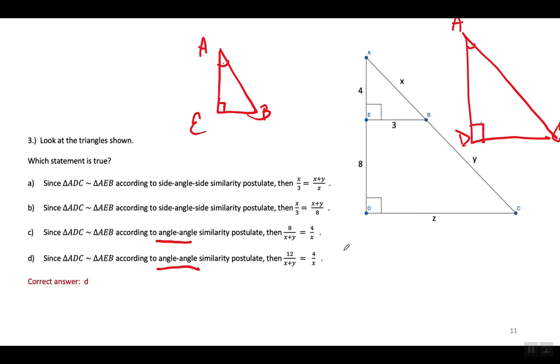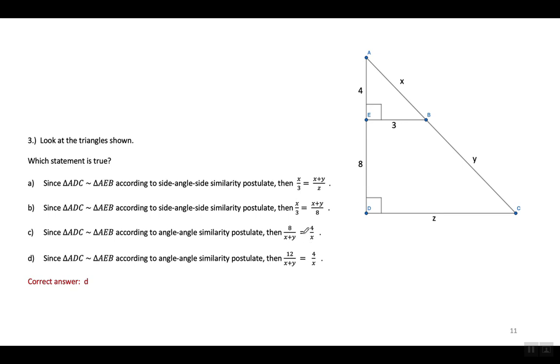Which proportion is correct? Out of the two proportions that are there, only this one is correct. All right, so let's look at it. 12, that's this side. This side is 12 because 4 plus 8 is 12. 12 is to this side right here, x plus y, as 4 is to this side right here, x, in the smaller triangle.